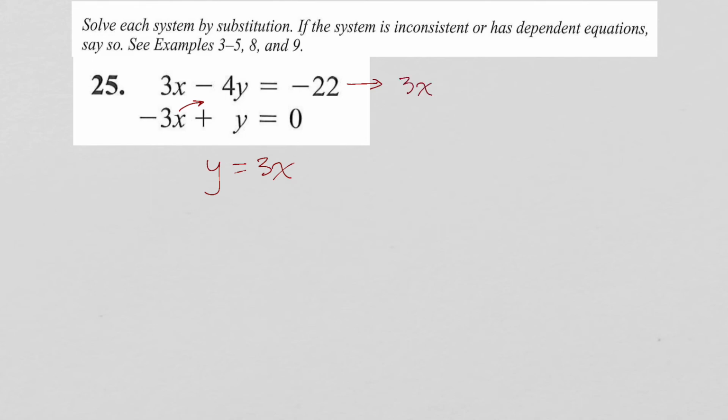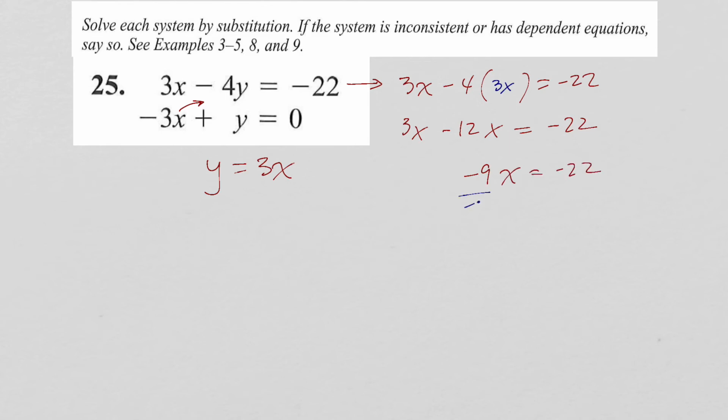So I have 3x minus 4y, and y is 3x, equals negative 22. So I have 3x minus 12x is equal to negative 22. And let's see, 3 minus 12 is negative 9. And so here I'll divide by negative 9. And we're going to get x is equal to a positive 22 over 9.